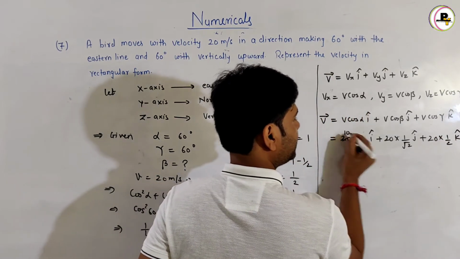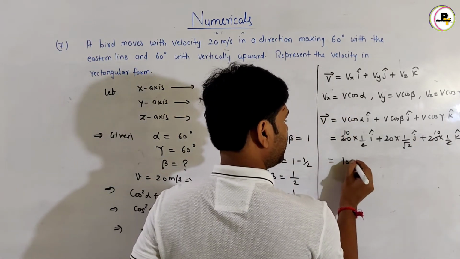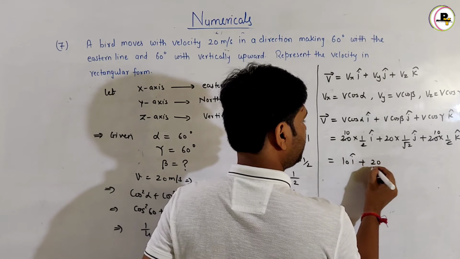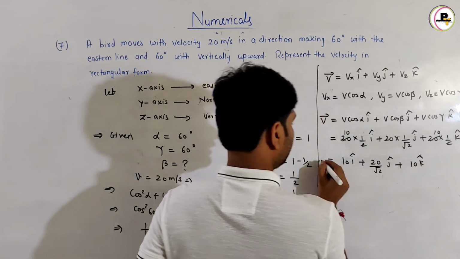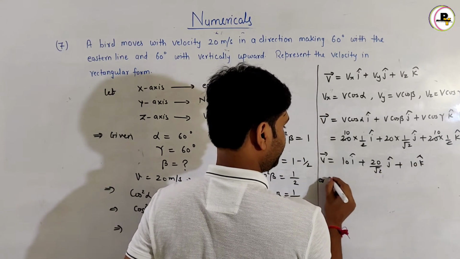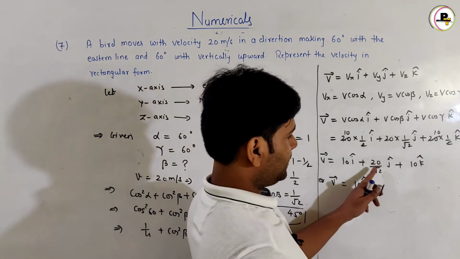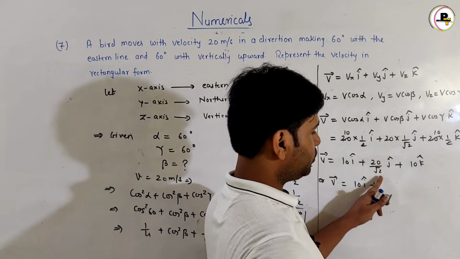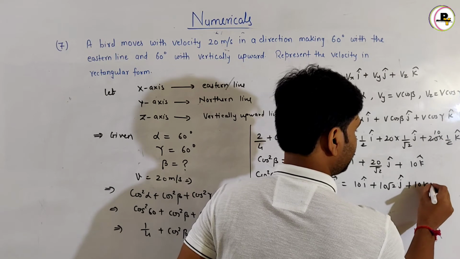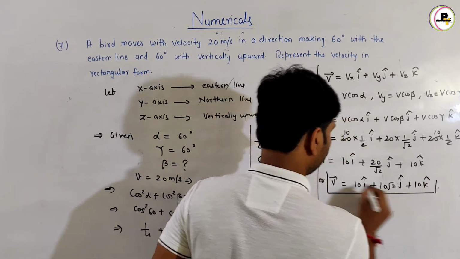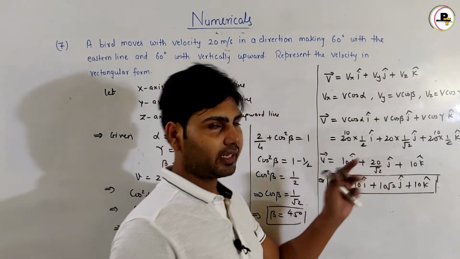So 20 divided by 2 will become 10, and I can write here 10 i cap plus 20 root 2 j cap plus 10 k cap. This is the v vector, or I can write the v vector equals 10 i cap plus, if I rationalize it, 20 root 2 upon 2, that is 10 root 2 j cap, plus 10 k cap. So this is the representation of the velocity vector in terms of its rectangular components along the x-axis, y-axis and z-axis.